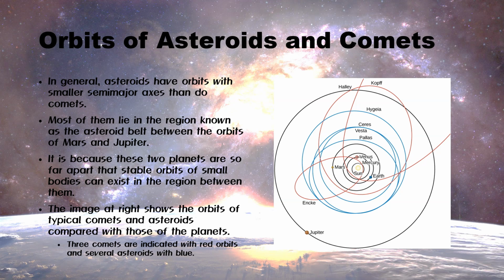So this image here shows the orbits of typical comets and asteroids compared with those of the planets. Here we have 3 comets with red orbits, and we have several asteroids with blue orbits. And you'll notice, if we take a look at this, our comets can have what almost appears to be a more erratic looking orbit in comparison to that of our planets, which seem to be, at a view, a little bit more cyclical.